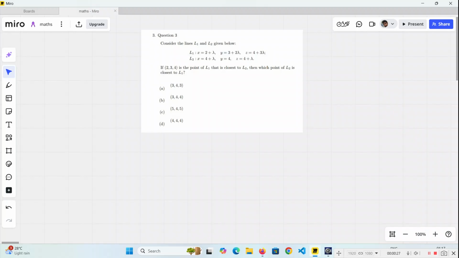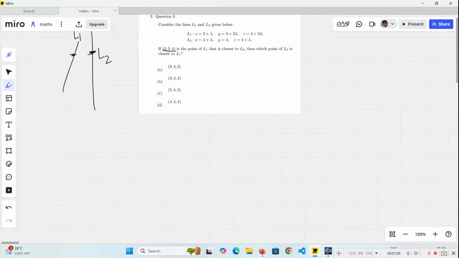They have asked that, given the point 2, 3, 4, this point is the closest to line L1. So this is the coordinate that is closest to the line L2. So what will be the corresponding point on L2? They have asked for the corresponding point on this line L2. So we'll be dealing with this.